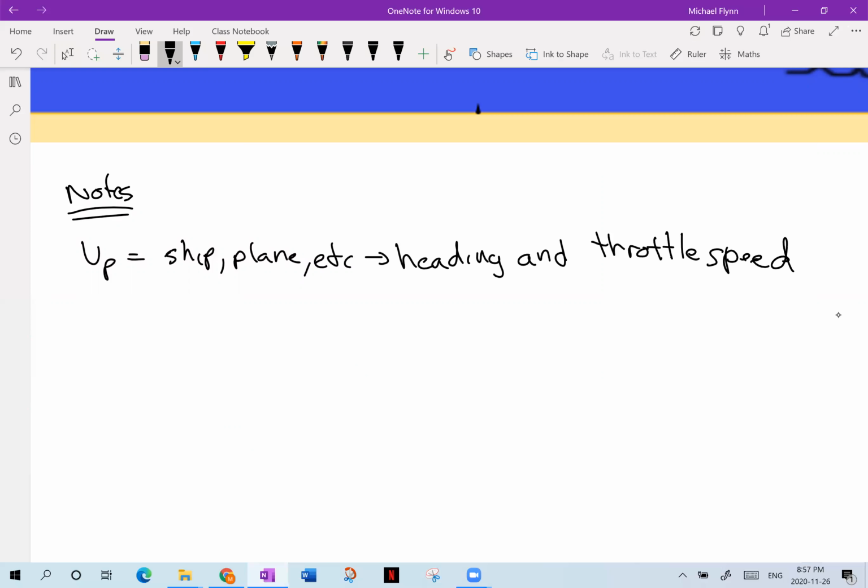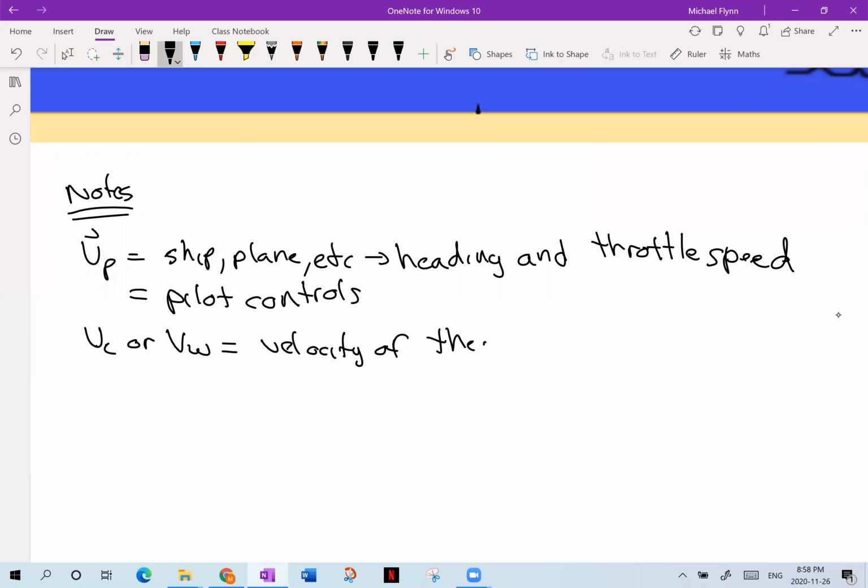For planes, sometimes we call it airspeed. So you set the throttle. It's like pressing the gas pedal on a car. You set the throttle to a certain speed and that's it. So the pilot controls both of those things, the heading and the throttle speed. That's VP.